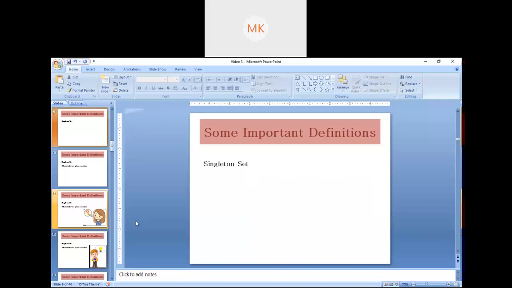The next definition is a singleton set. Now, singleton means single. What do you mean by single? Single means one person standing at a door.